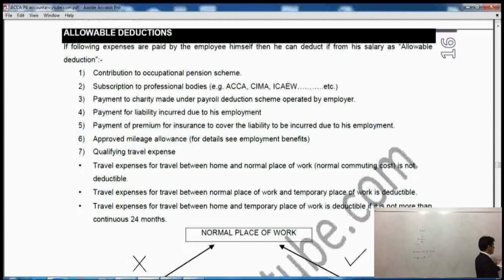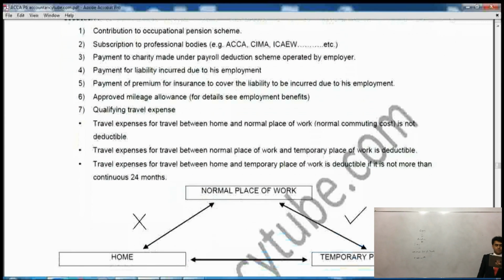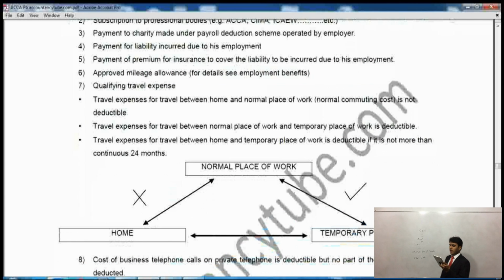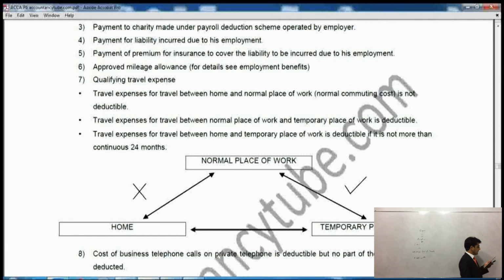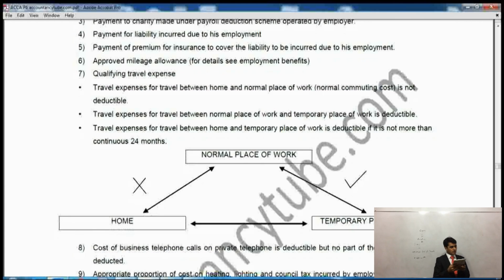First is contribution to occupational pension scheme, and subscription paid to professional bodies. It could be ACCA, CIMA or ICAEW, etc. Payment to charity made under payroll deduction scheme. If you are looking to pay to some charities, then it will also be an allowable deduction.